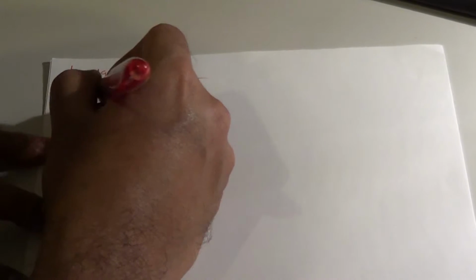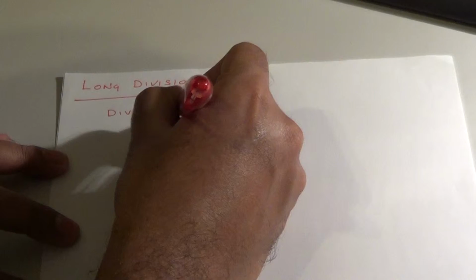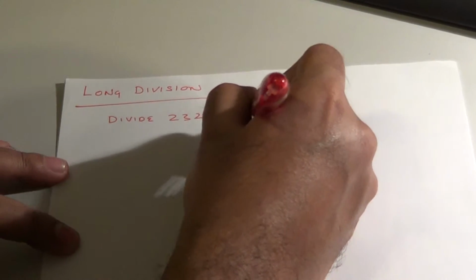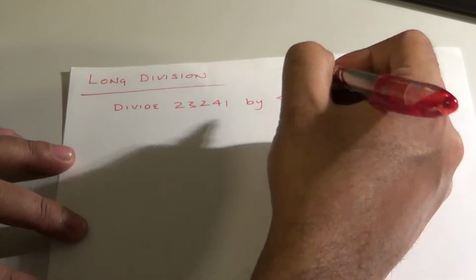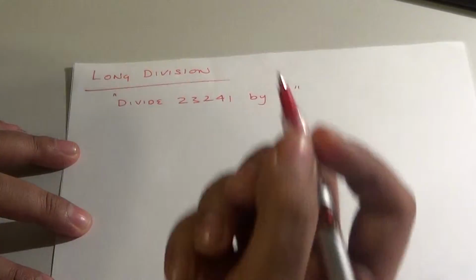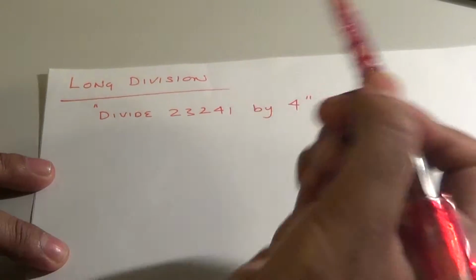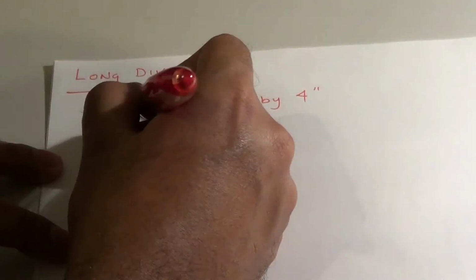So let's just say divide 2, 3, 2, 4, 1 by, I don't know, 4. Okay, so let's just say it says divide 2, 3, 2, 4, 1 by 4. Now there's three ways of writing this.